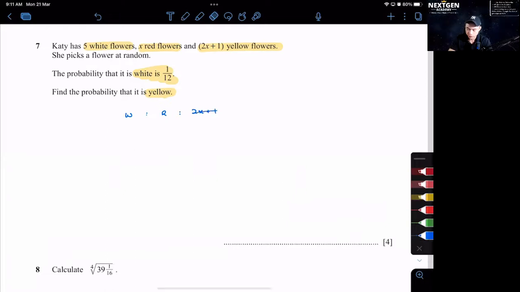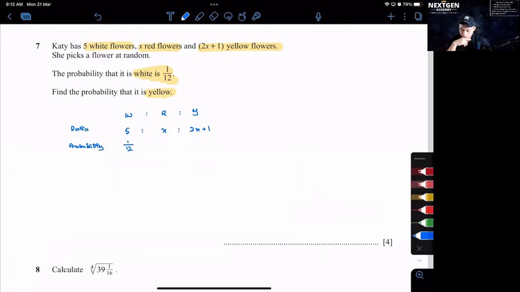Hold on, why did I write 2x plus 1 yellow? Let's see. The ratio will be 5, then x, then 2x plus 1. I'll write this as my ratio. Then for my probability, what I know is this is 1 over 12, which is equivalent to the 5. Probability is normally the parts over the total, right? That's how we find the probability.